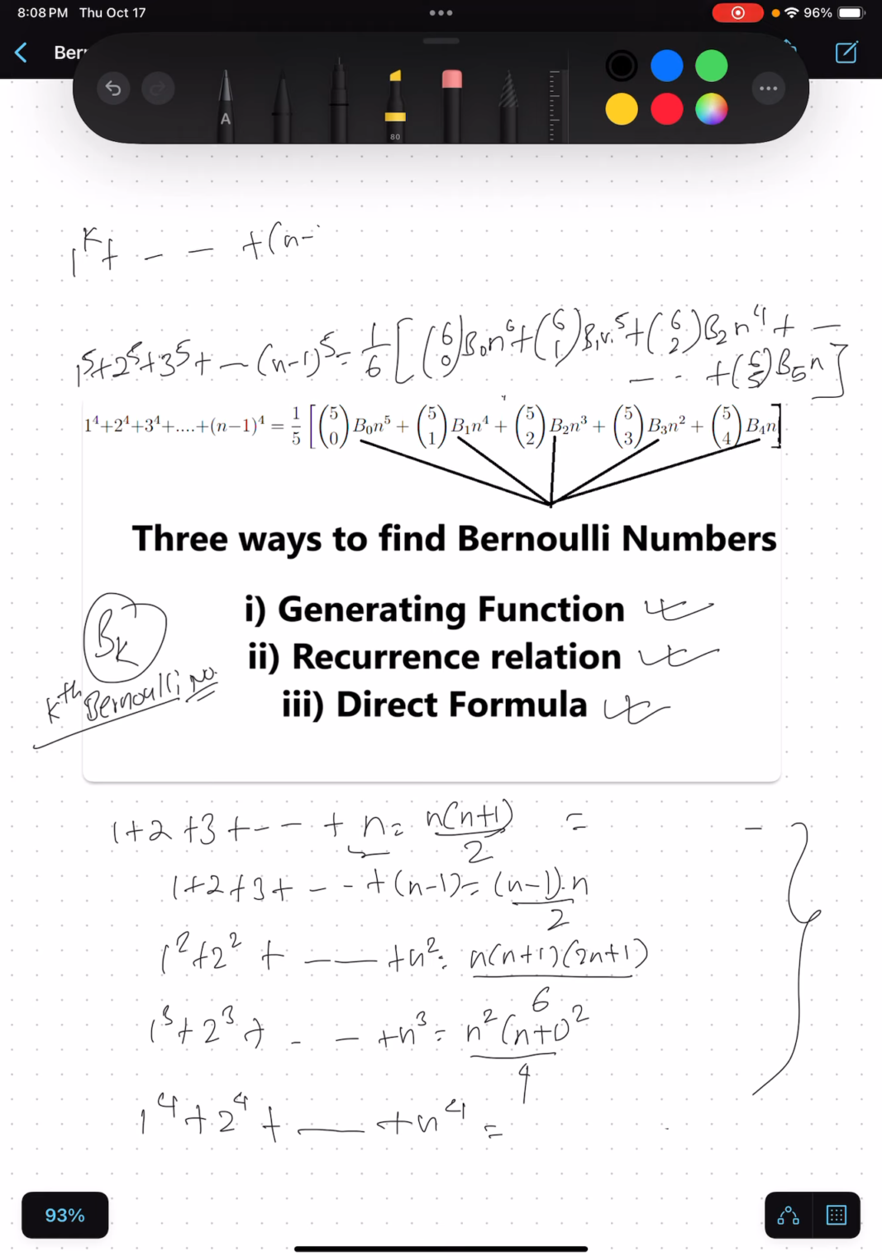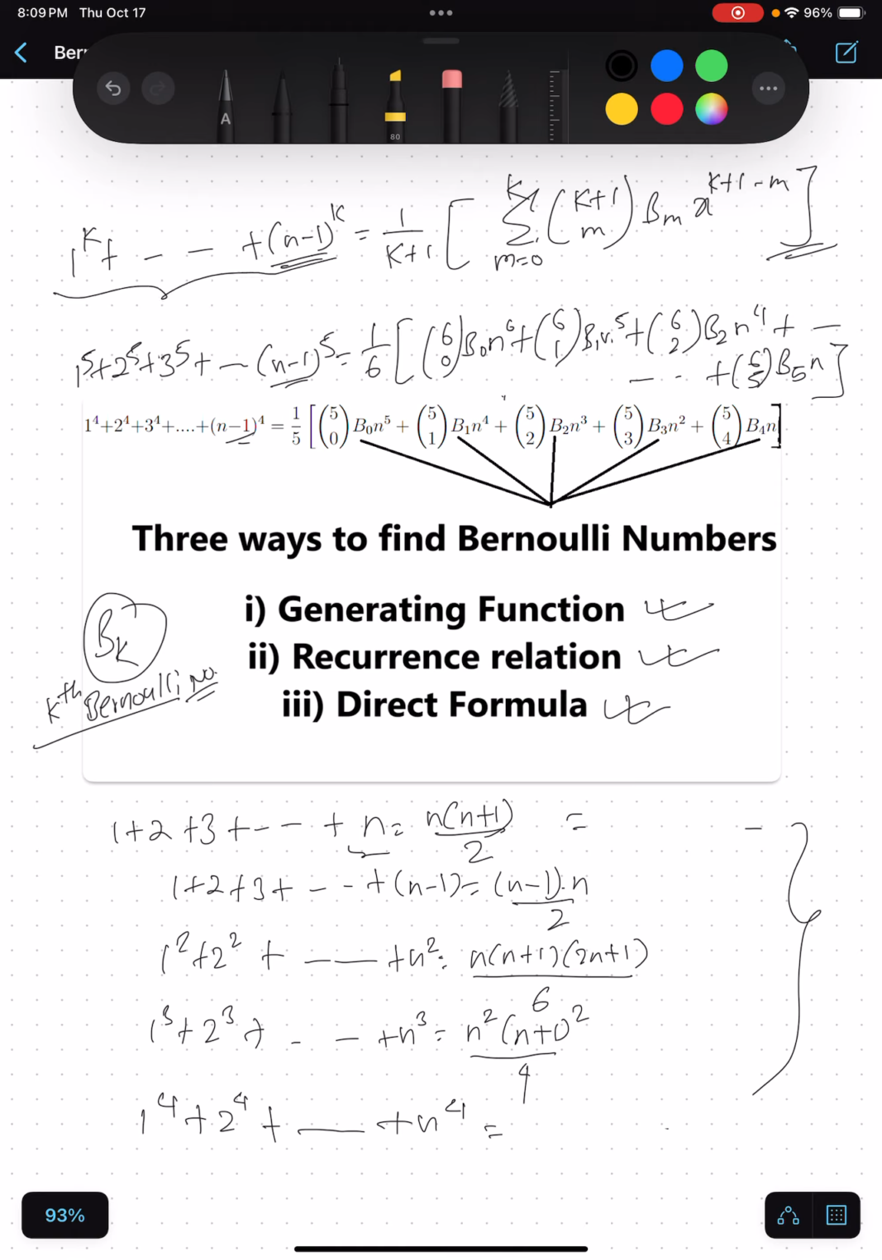And this formula will be, notice that the sum is up to n minus 1, not up to n, 1 by k plus 1 times the sum from m equals 0 to k of the binomial k plus 1 choose m, the mth Bernoulli number, and then n to the power k plus 1 minus m. This is the general formula to find the sum of any powers to which natural numbers are raised.